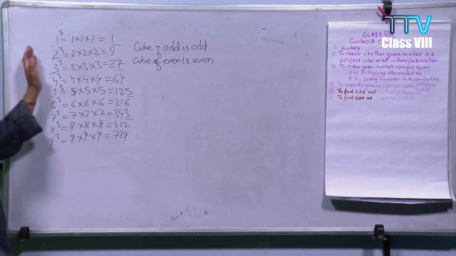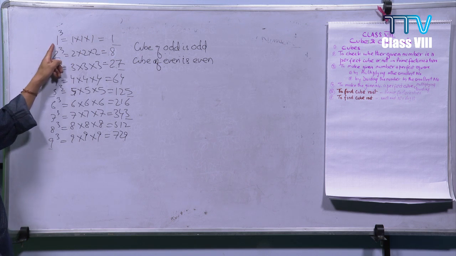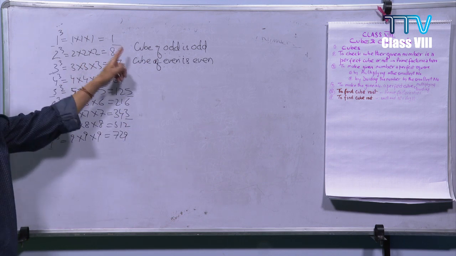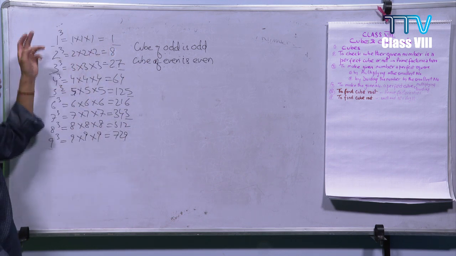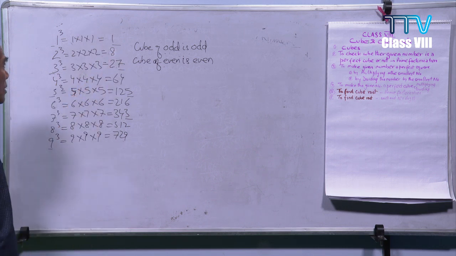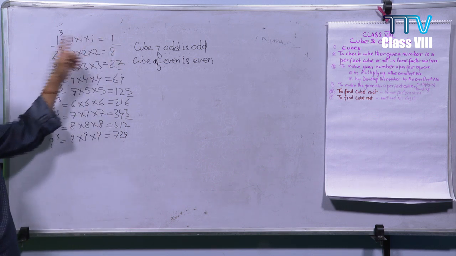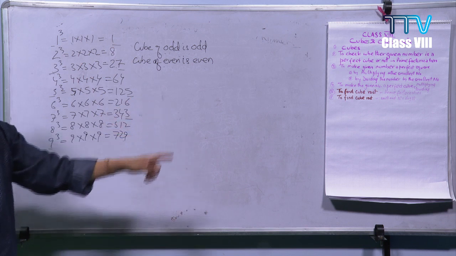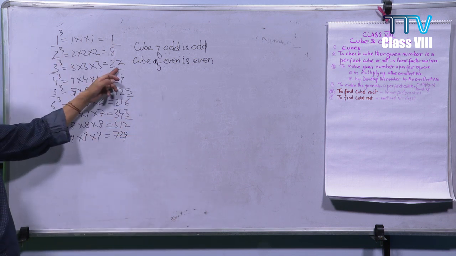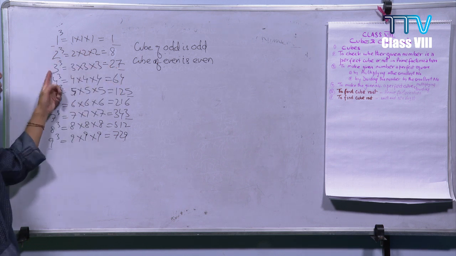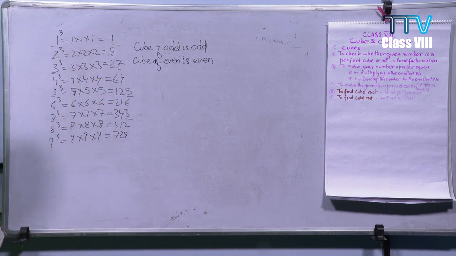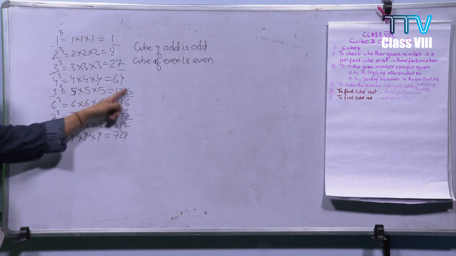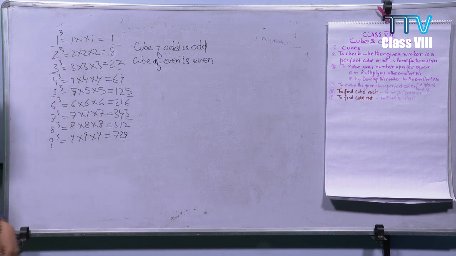The unit digit condition is this: a number ending in 1 has a cube ending in 1. 11 cubed ends in 1, 21 cubed ends in 1, 31 cubed ends in 1. Similarly, 2 cubed is 8, 12 cubed ends in 8, 22 cubed ends in 8, 32 cubed ends in 8. 3 cubed is 27, so it ends in 7, and 13 cubed ends in 7, 23 cubed ends in 7. Likewise 4 cubed ends in 4, 14 cubed ends in 4, 24, 34 and 94 cubed all end in 4.